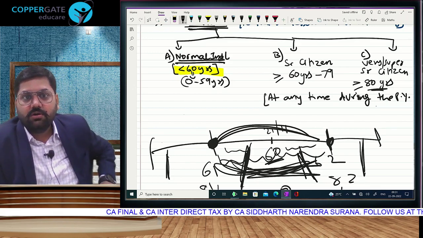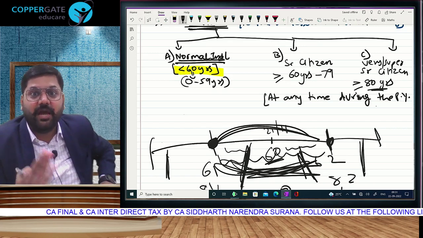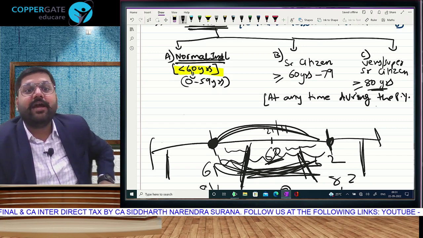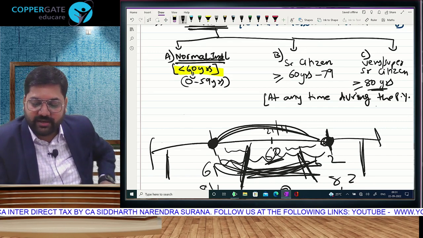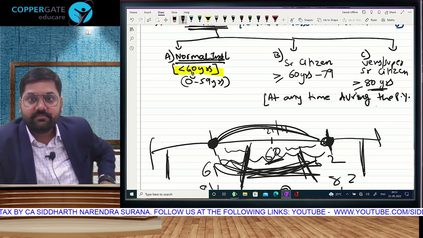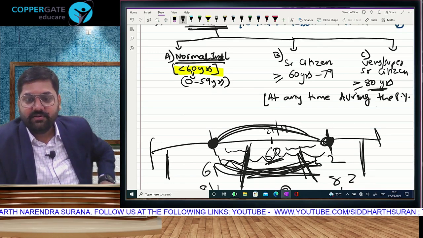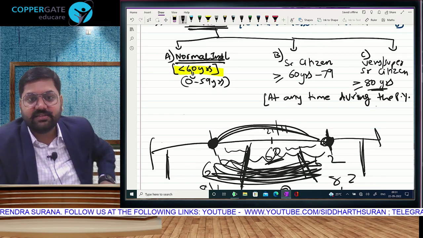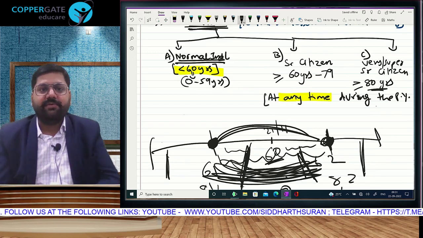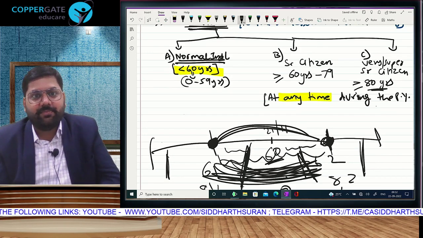Listen. And your time of birth is also given by Pandit ji. 11:59 p.m. 31st March, 11:59 p.m. That means on this 31st March at 11:59 p.m. you will complete 60. So you were 60 years old for how much time? 1 minute. This year you will be treated as senior citizen, because even for 1 minute if you were senior citizen, you will be treated as senior citizen for the entire previous year at any time during the previous year. Is that understood?